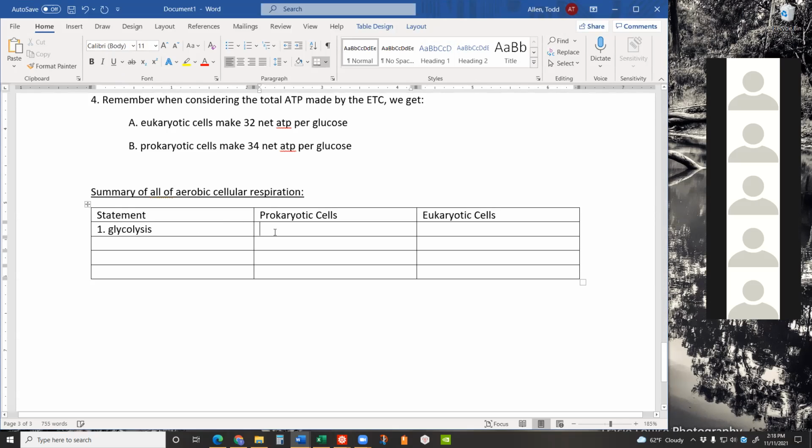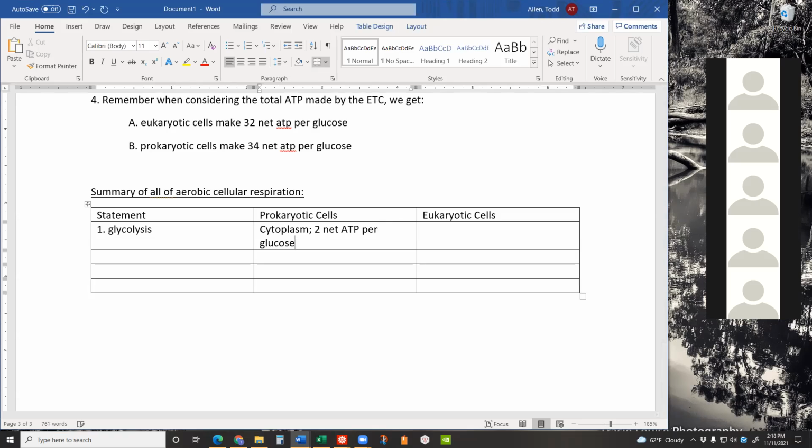All right, so glycolysis in prokaryotic cells takes place in the cytoplasm of the cell, and you manufacture 2 net ATP per glucose. For glycolysis in eukaryotic cells, you have exactly the same scenario. The chemistry takes place in the cytoplasm, and you make 2 net ATP per glucose.